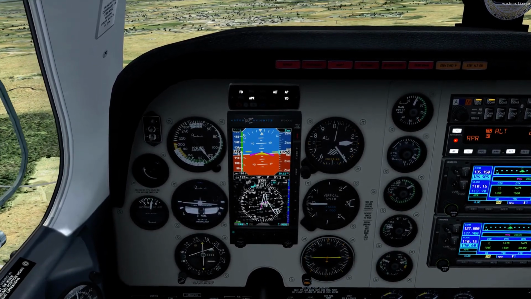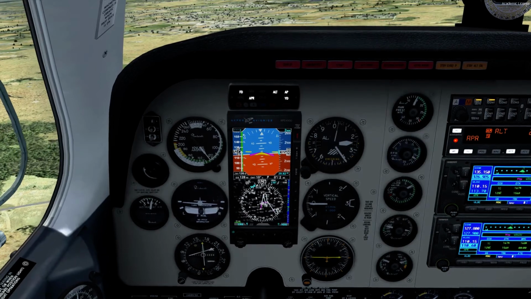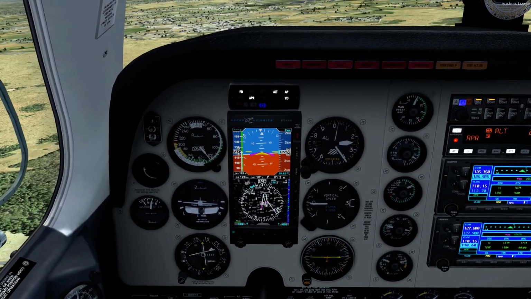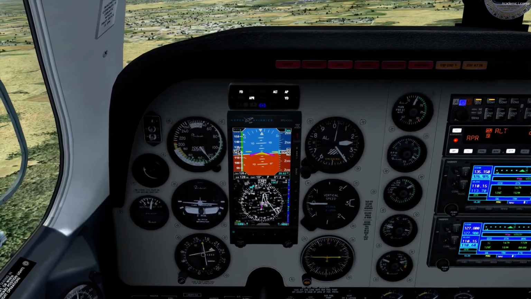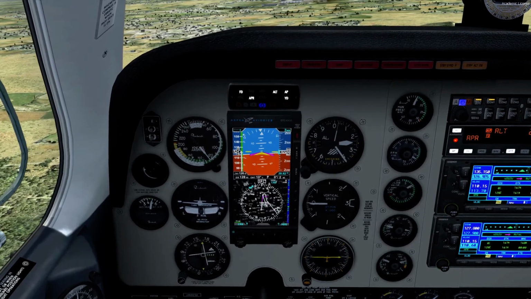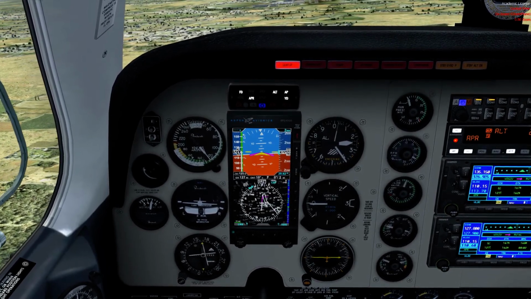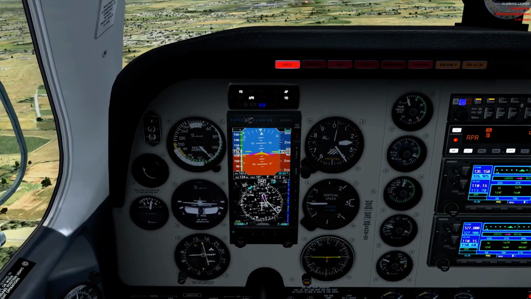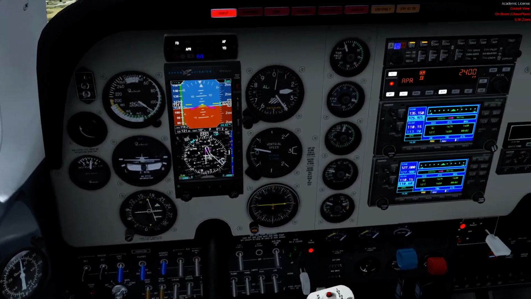Alright, so localizer is coming alive. We did overshoot the localizer just a bit. That does happen in this sim, so it will come back and recapture. So we are now 1 dot above, so I will reduce to final approach speed. We are in the white arc, so approach flaps, and landing gear comes down.